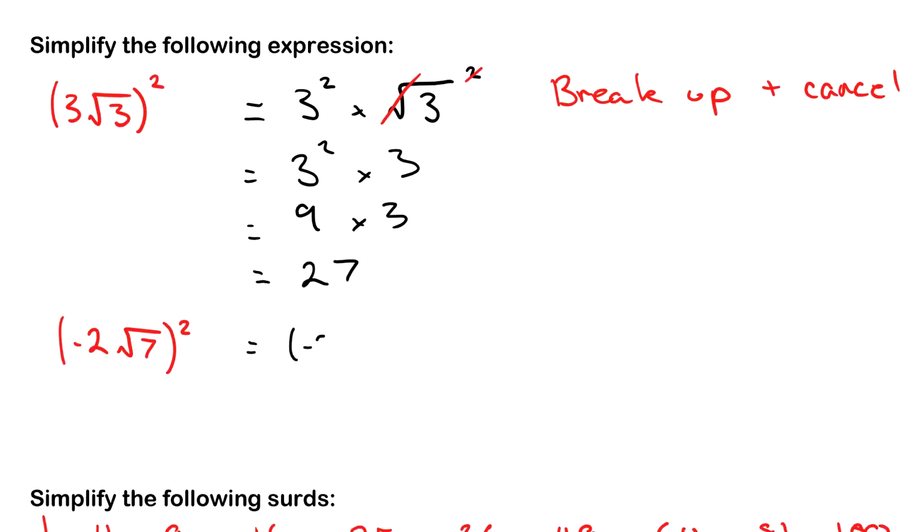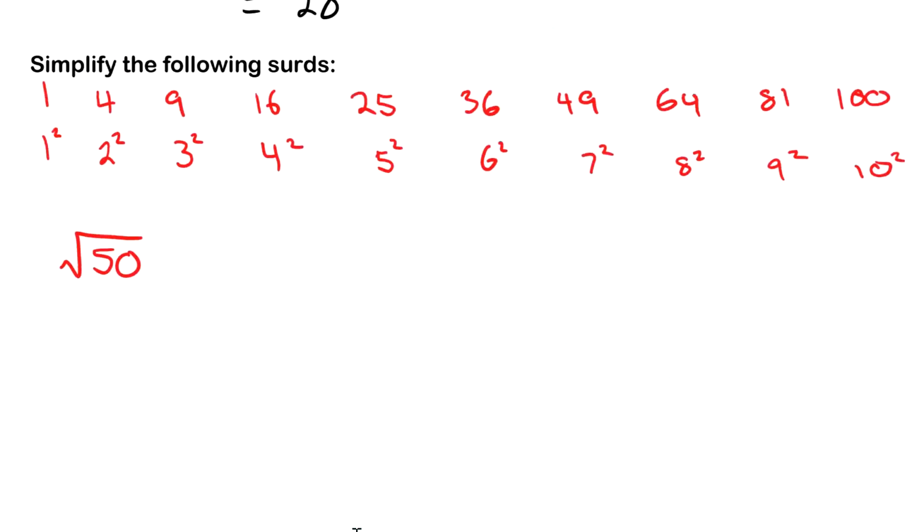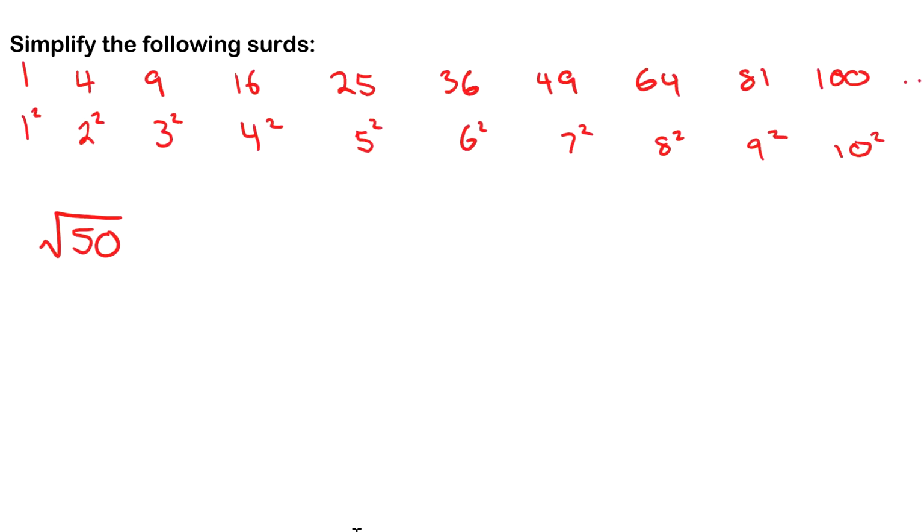So we're going to do the same thing down in the second example here. So we have negative 2 squared times root 7 squared. We do our cancel, and we're left with 4 times 7, which is 28.